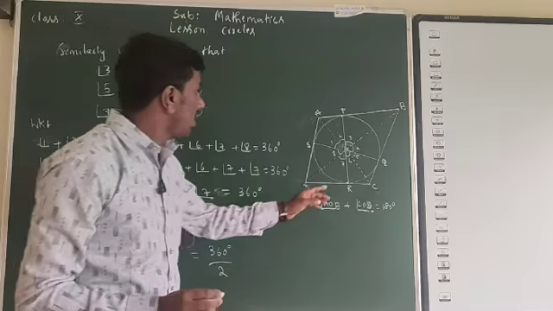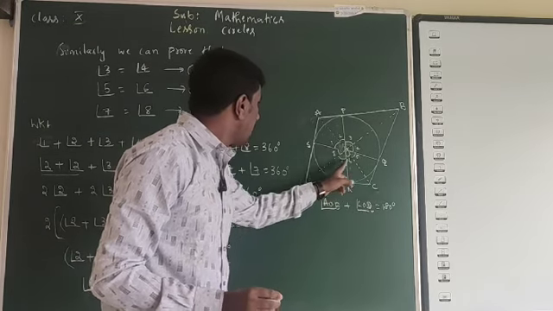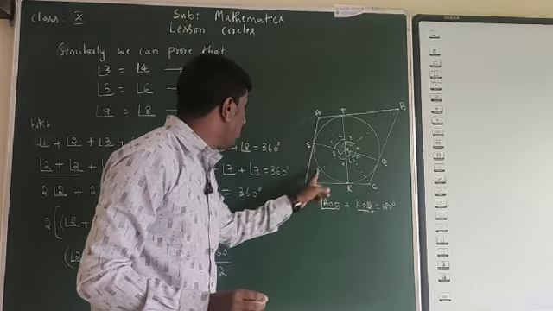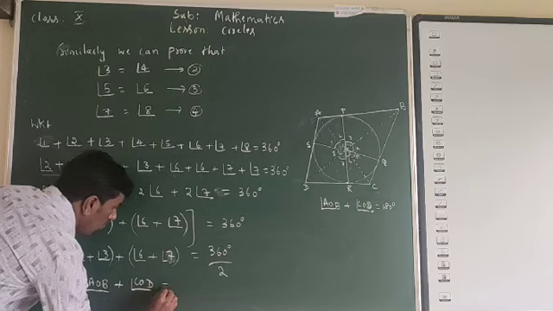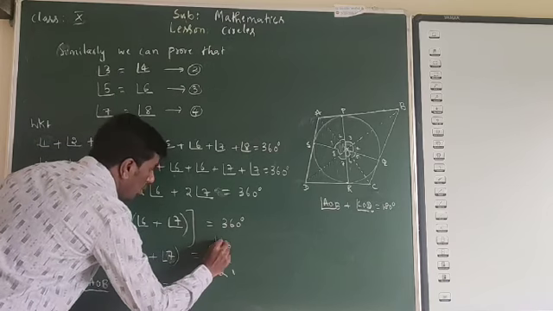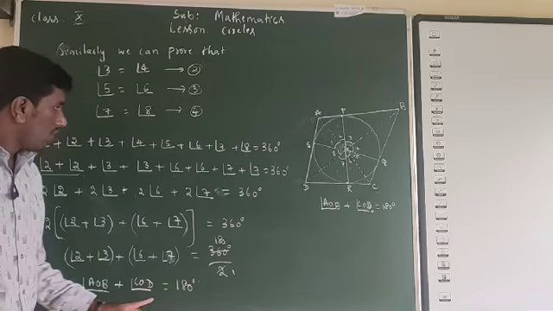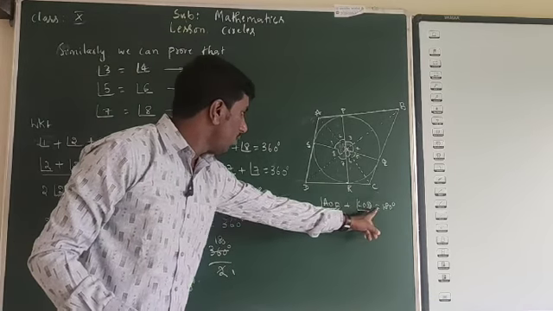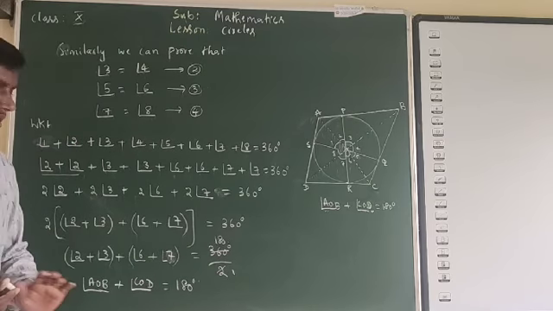Angle 6 plus angle 7, what is that? Angle 6 plus angle 7 will become angle COD. So this is COD, which is equal to 180 degrees. So this is what we needed to prove: angle AOB plus angle COD is 180 degrees. That is what we have proved, right?